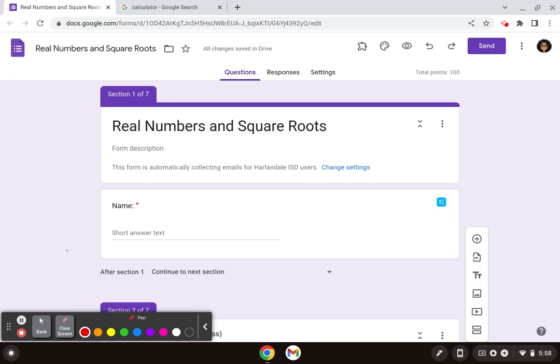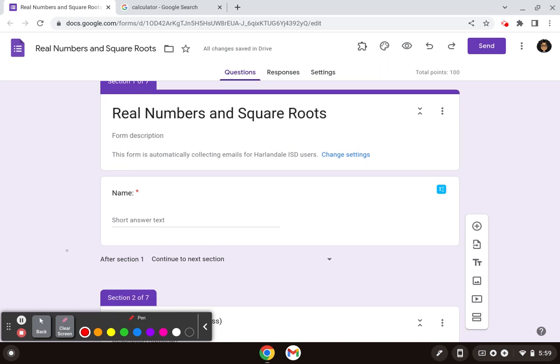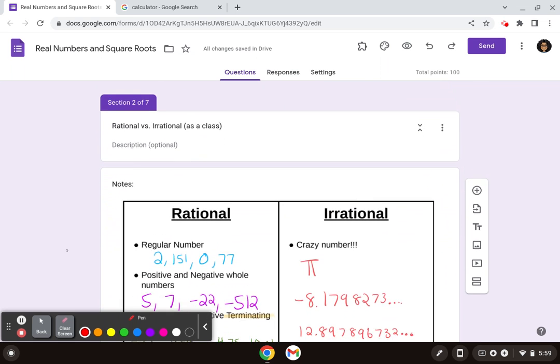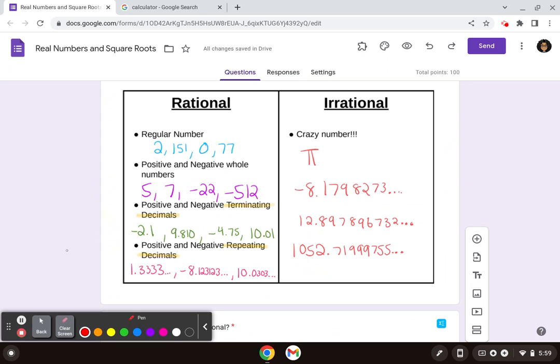Now, your version will look like the student version. This is the teacher version, but I just wanted to scroll through this assignment and kind of walk you through it a little bit. Okay? The first section, we're going to talk about rational versus irrational. This side with rational numbers, you've been dealing with since 6th grade. We did this in 6th and we did this in 7th. 8th grade is where we bring in irrational. Okay, so here are some notes.